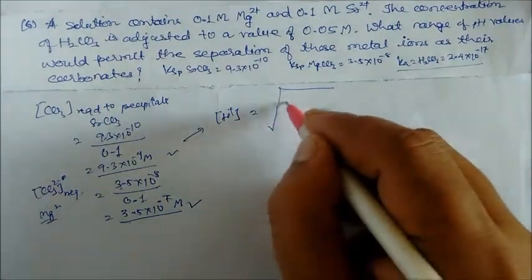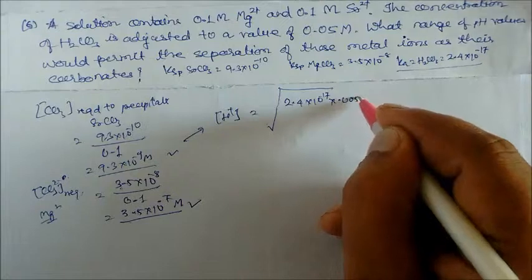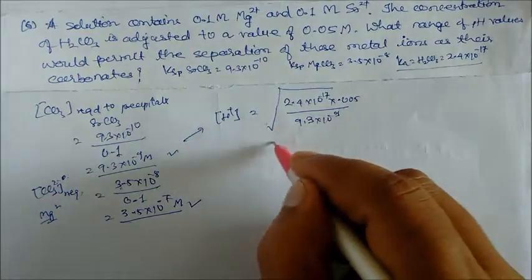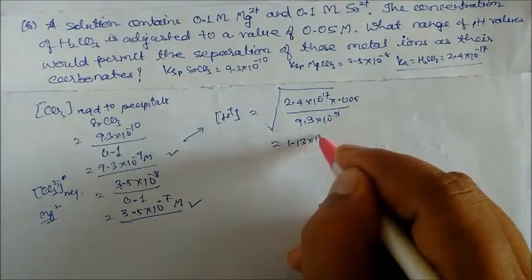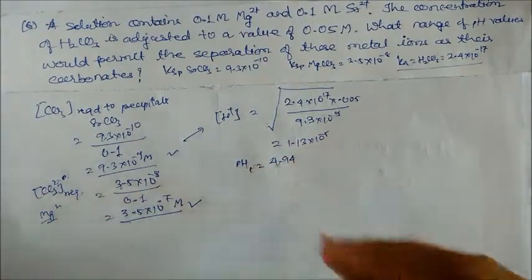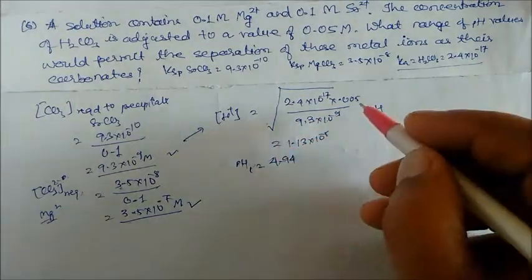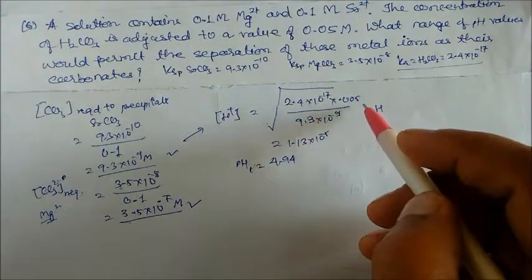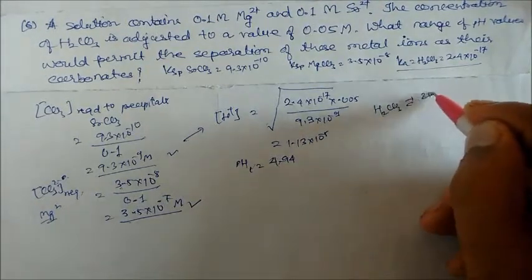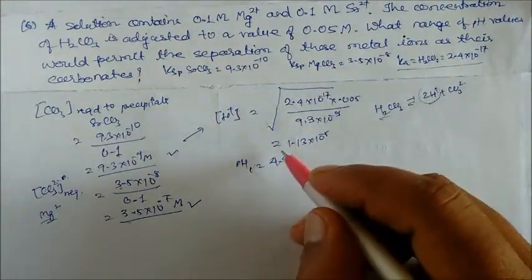So H plus will be 2.4 into 10 power minus 17 multiplied by 0.05 and divided by 9.3 into 10 power minus 9 molarity. It will give you 1.13 into 10 power minus 5, or you can say pH1 will be 4.94. It's simple: K into the concentration given here, 0.05 molarity, divided by the concentration of carbonate. H2CO3 converts into 2H plus and CO3 2 minus, so we can use this value of K and divide it.